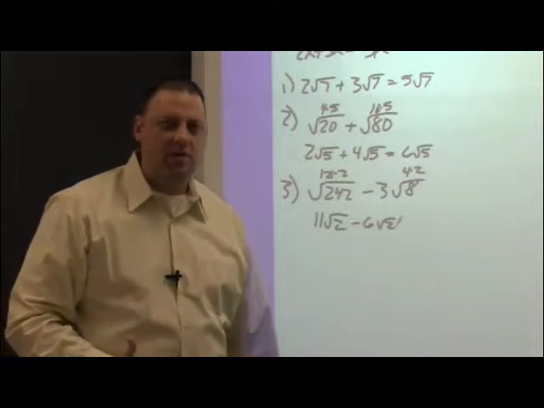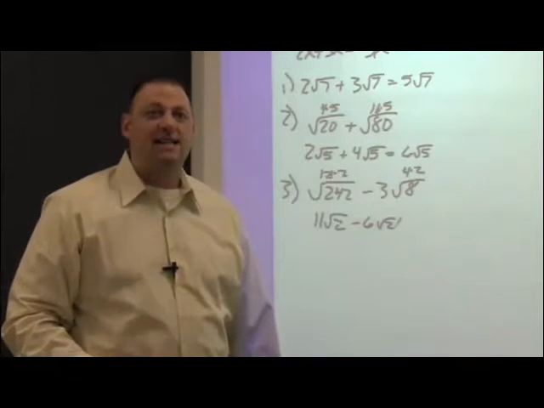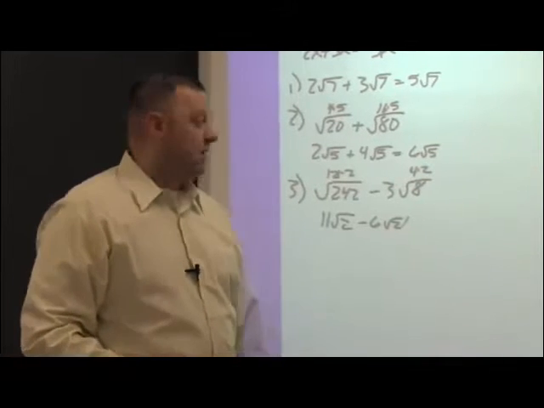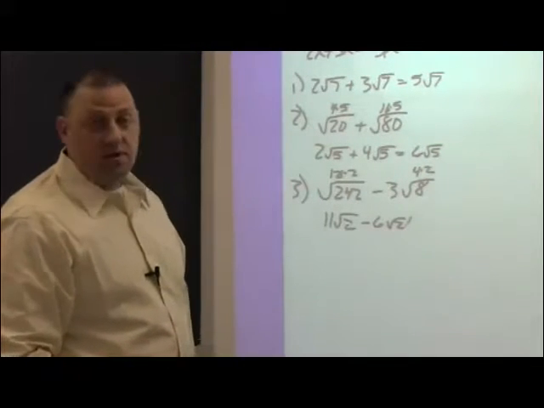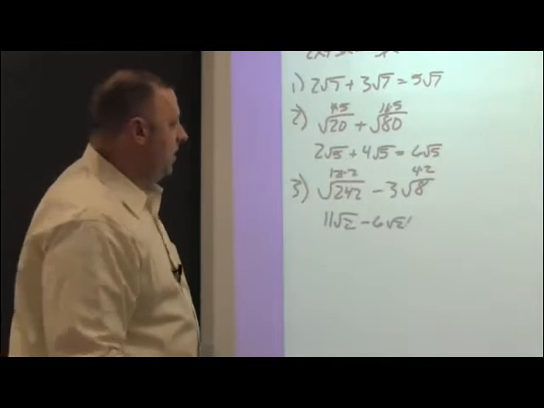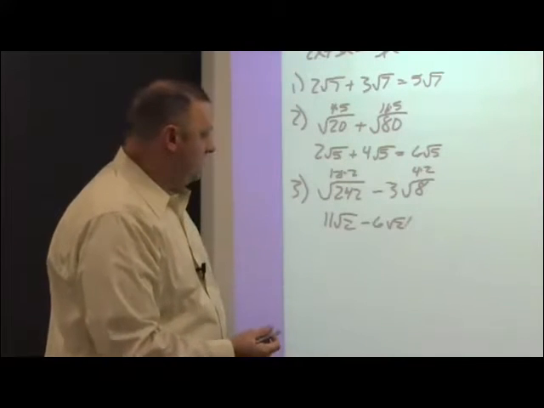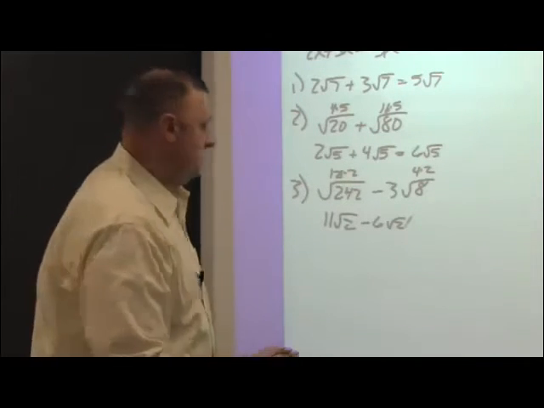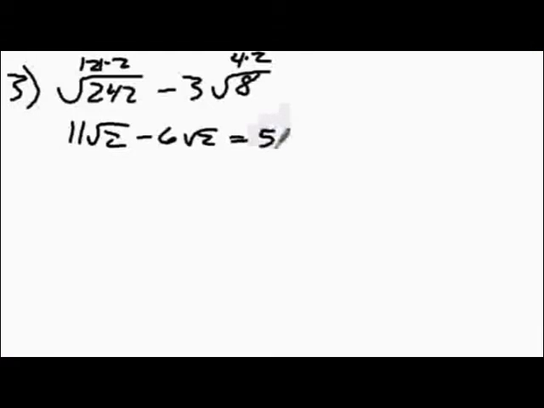And I want you to be able to do that because the ACT, it's all about speed and getting these done quickly and accurately. But if that's too much for you, you can do it in 2 steps. You can write it out. But we're ready to simplify it now. So you got 11 radical 2 minus 6 radical 2. And that's 5 radical 2.